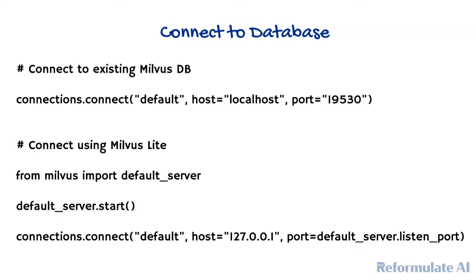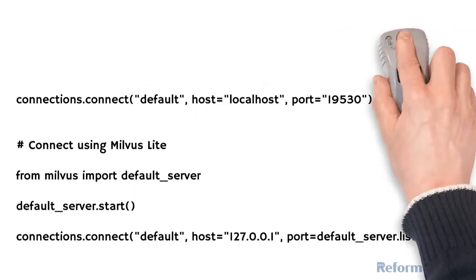Alternatively, if you are trying to connect to a Milvus Lite instance instead of a dedicated Milvus cluster, there is some additional code required. Before calling the connect method, first import default_server from Milvus and call default_server.start. Then you can introspect your local Milvus Lite server's port value using the default_server.listen_port member variable.